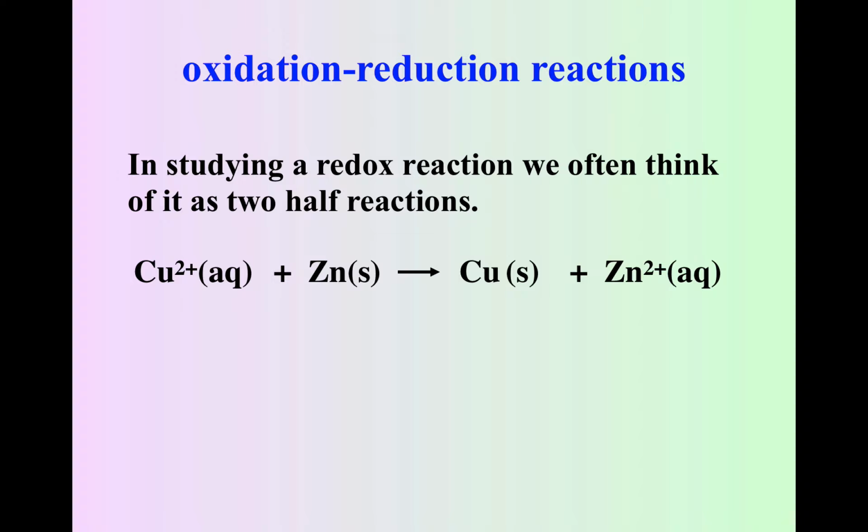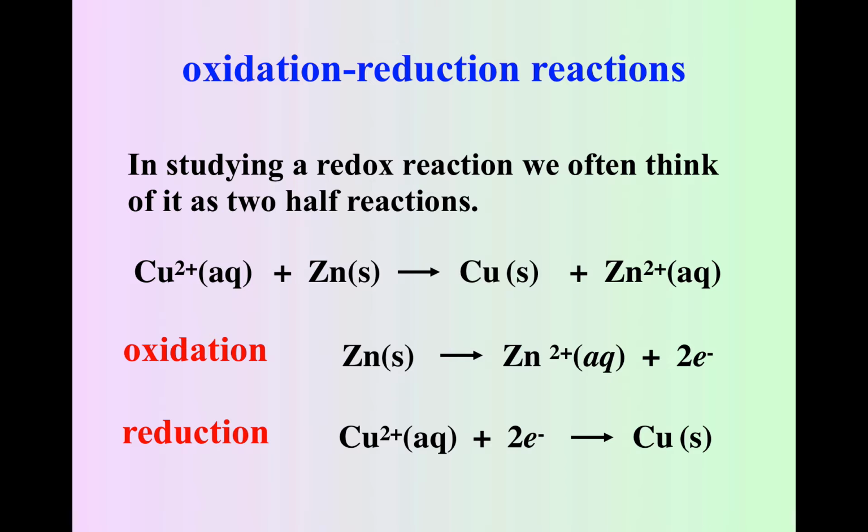That's what we want. All right, so in studying redox reactions, we can think of it in terms of 2 half reactions. We can think of it in terms of the zinc being oxidized, going from zinc to zinc 2+ by giving up 2 electrons. And we can think of the copper 2+ going to copper as a reducing half reaction. So if you take the oxidation half reaction, add it to the reducing half reaction, you get the overall reaction, copper 2+ taking 2 electrons away from zinc.